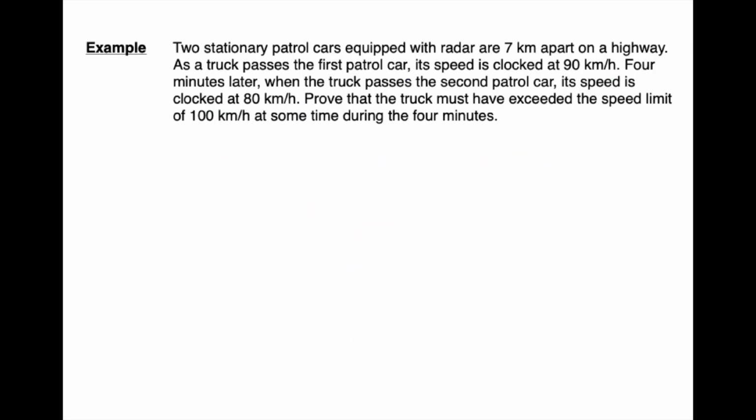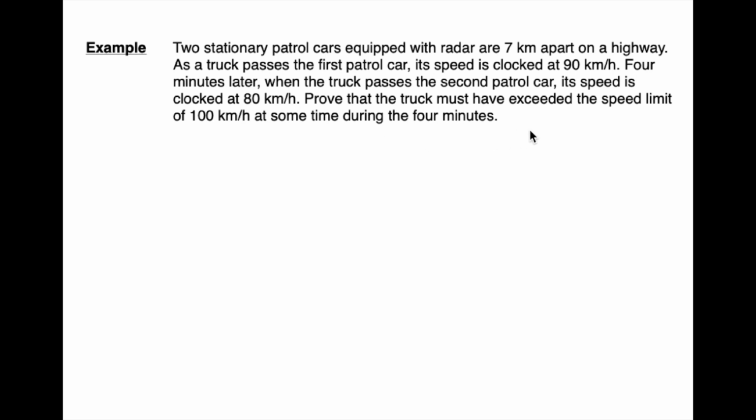Here's an example that's kind of a word problem that actually uses the MVT. We will see how it uses the MVT because it's worth thinking about, but it's not a key part of this section. Two stationary patrol cars equipped with radars are 7 kilometers apart on a highway. As a truck passes the first patrol car, its speed is clocked at 90. 4 minutes later, the truck passes the second patrol car and its speed is clocked at 80. Prove that the truck must have exceeded the speed limit of 100 at some time during the 4 minutes.